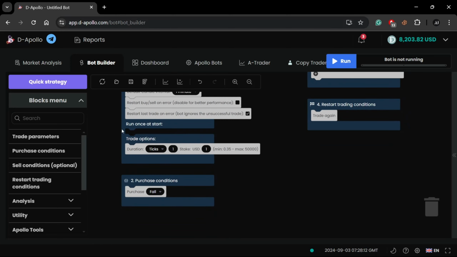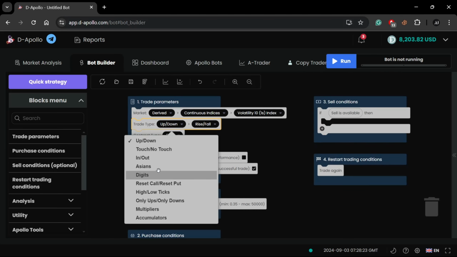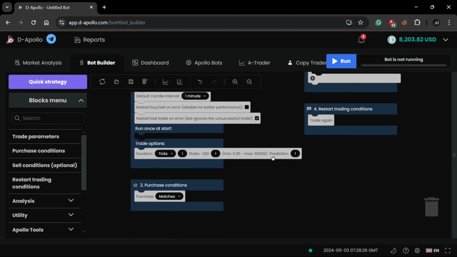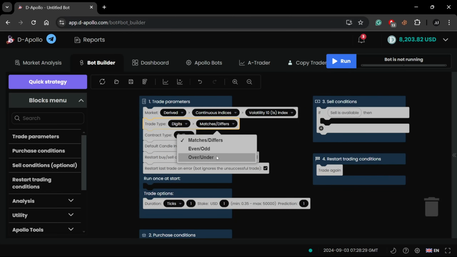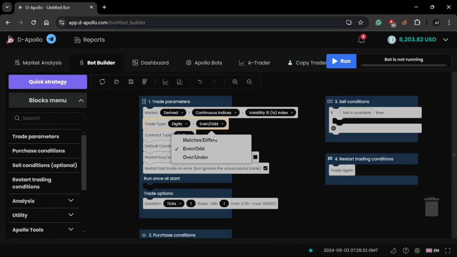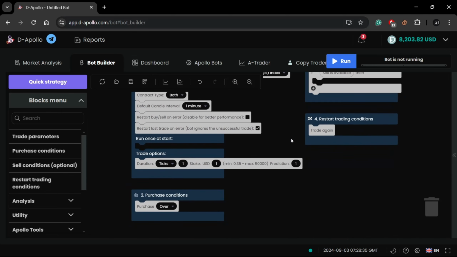After that, we have trade options. Trade options is where you can set your duration, your stake, and even your prediction. For example, if I change this to the digits market, you can see we have a prediction. If I'm trading even odd, it doesn't have a prediction. But if I'm trading matches, differs or over or under, here is where you set your prediction. A prediction is the value of the number that you want to trade. If you want to trade over 1, you set the purchase to over, and if you set this to 1, it will trade over 1.